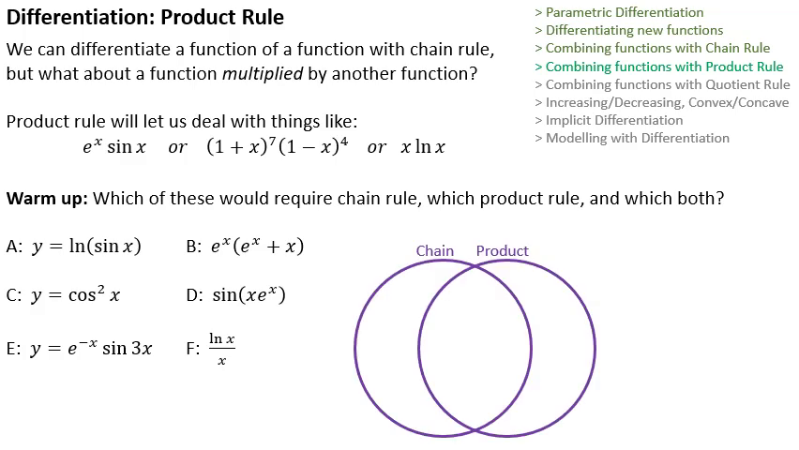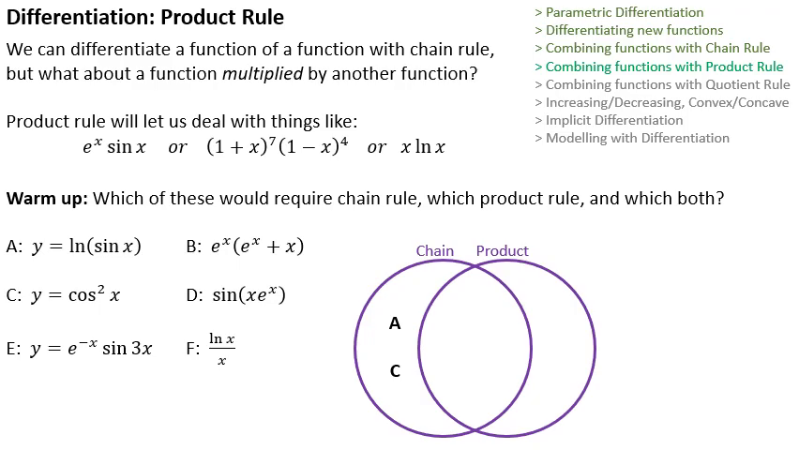All right, here's my Venn diagram. We've got a couple of things for each section, actually. Each of them will require at least one of these things. A and C are straightforward chain rule questions, because A is ln of sine x. The inner function is sine x, the outer function is ln of x. So we're putting sine x in as the input into the ln x function. So we'd have 1 over sine x multiplied by the derivative of sine x, which is cos. So you get cos x over sine x, which is actually the same as cot x.